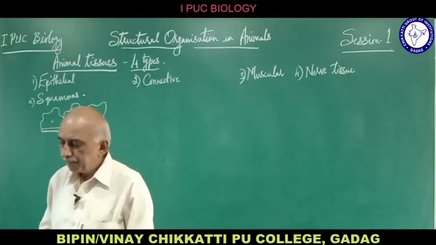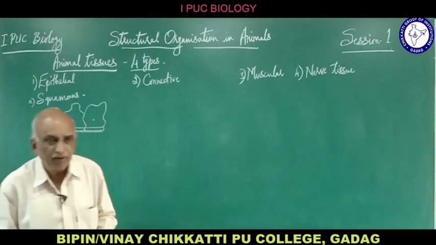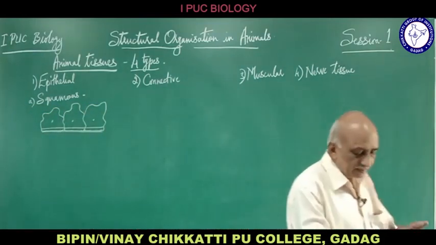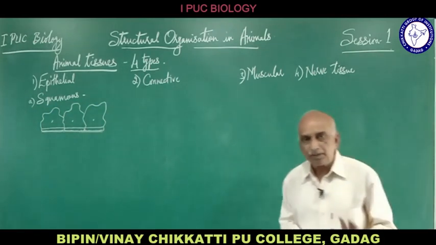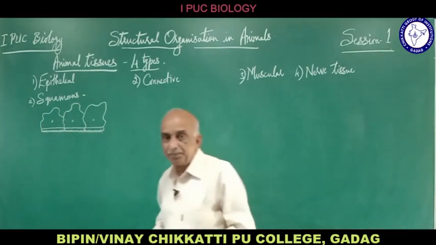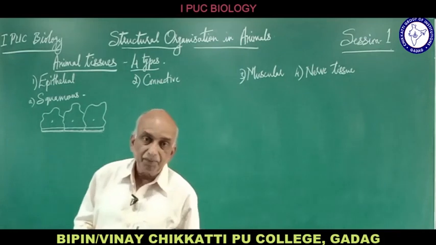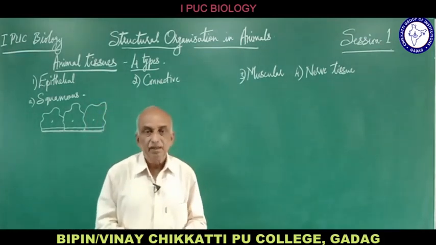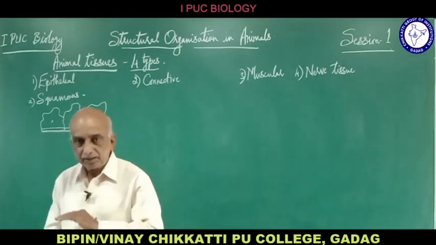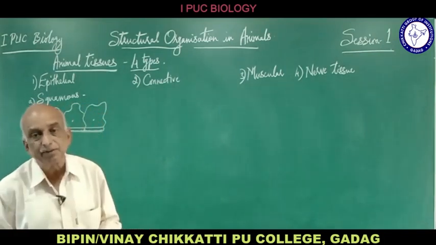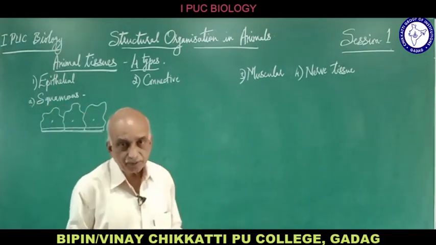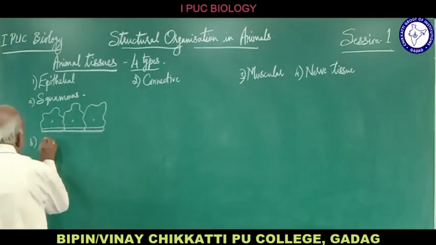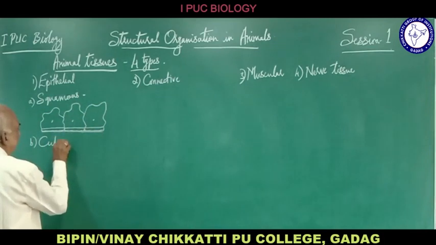And however, stratified or compound squamous epithelium is present in our skin. So the skin is actually made up of squamous epithelium, but not simple squamous, it is made up of compound or stratified epithelium. That is, the skin is made up of several layers of cells, and that is squamous epithelium. Then there is one more type of epithelium called cuboidal epithelium.